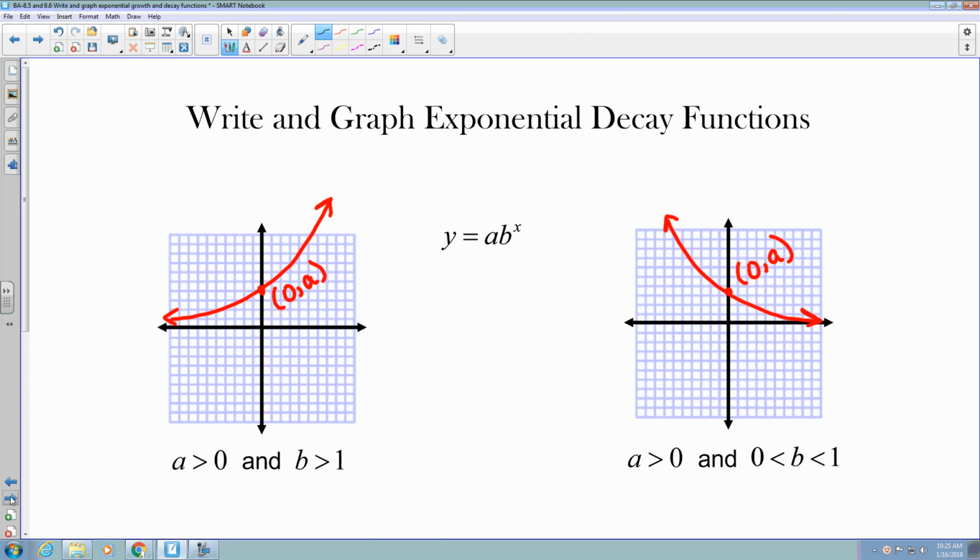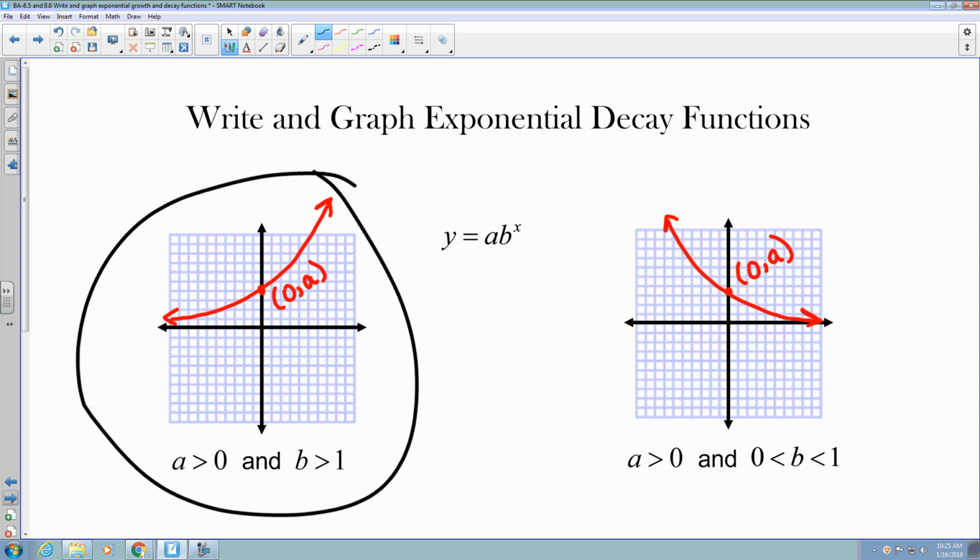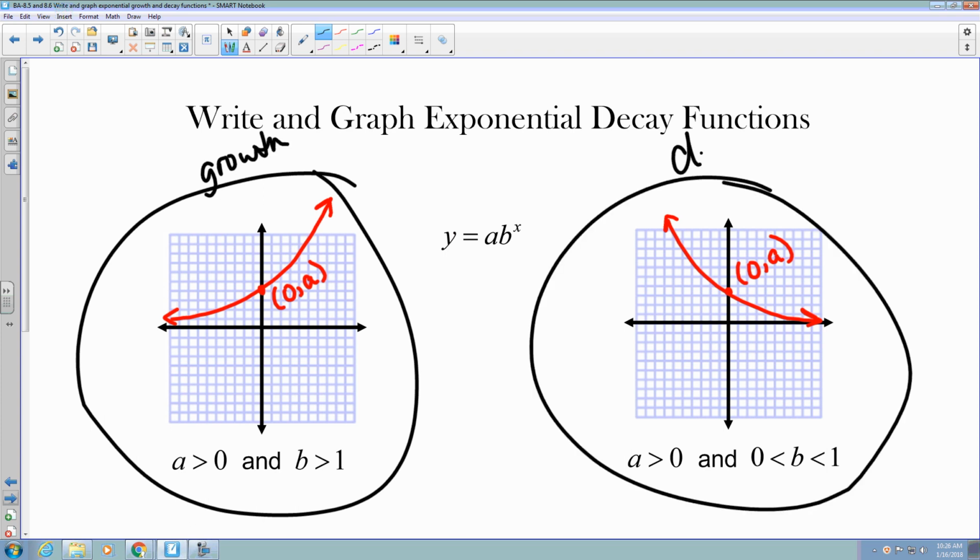Last page, we are talking about being able to write, or at least be able to identify, the difference between exponential growth and exponential decay of functions. So if you look at this graph here, this is an example of exponential growth. And this graph here is an example of exponential decay.